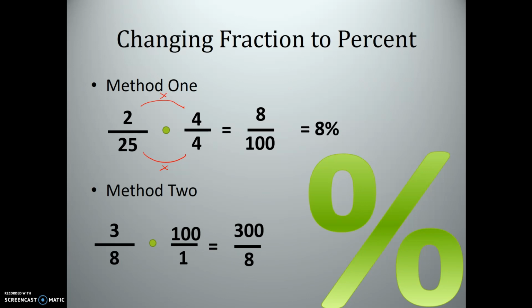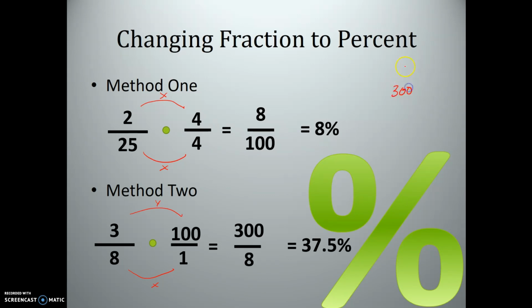If we multiply the numerators, 3 times 100, we get 300. The denominators, 8 times 1 equals 8. You don't have to add those, but I'm just doing that to help remind you of how we multiply fractions. And with method 2, we just want to simplify. So if we divide 300 by 8, we would get 37.5%.